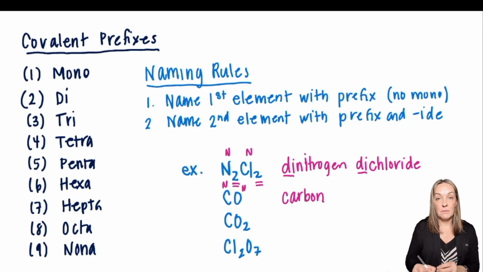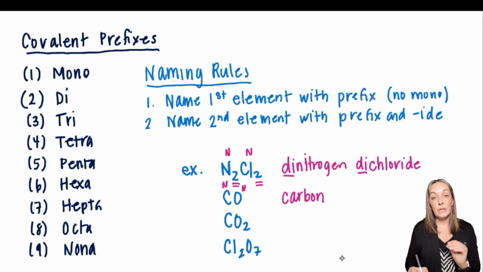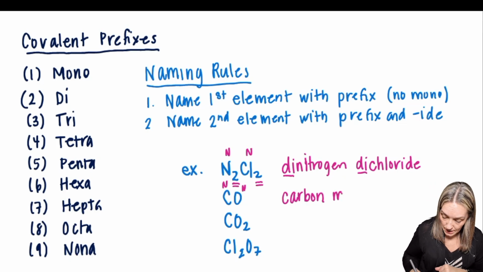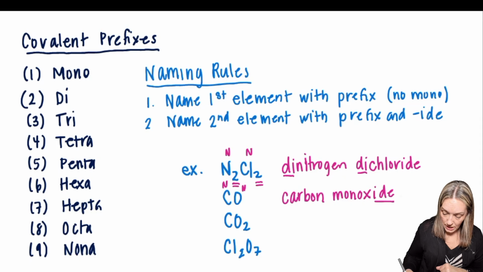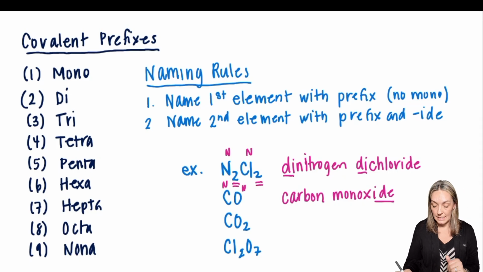Now I go to my second element, which is oxygen. I name the second element with a prefix to identify how many, and IDE. We do use mono on the second element, so this is going to be monoxide. Again, we change that ending to IDE. Rather than putting two O's together, we typically drop one of them. Instead of monooxide, we write monoxide.